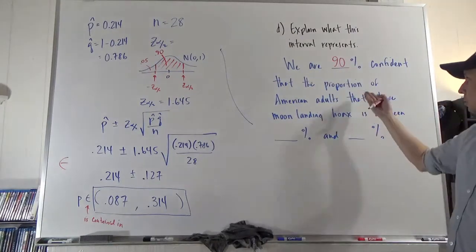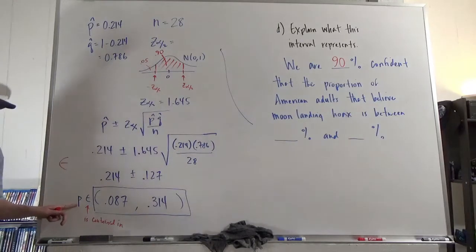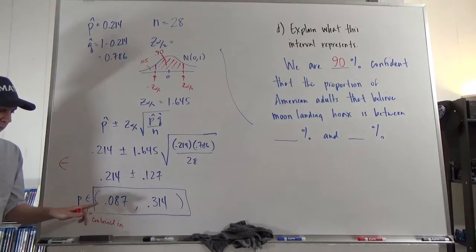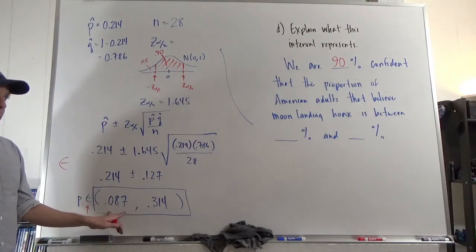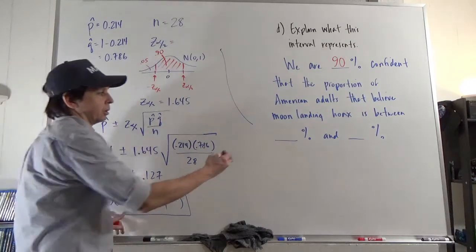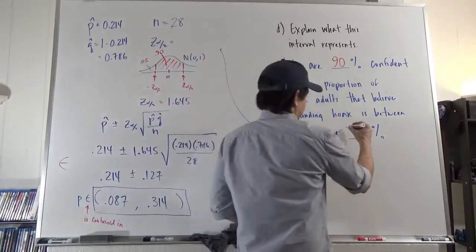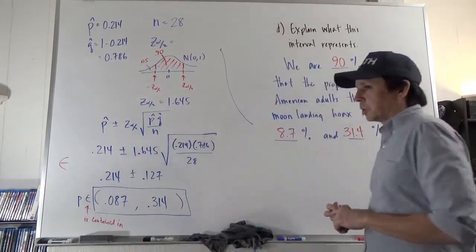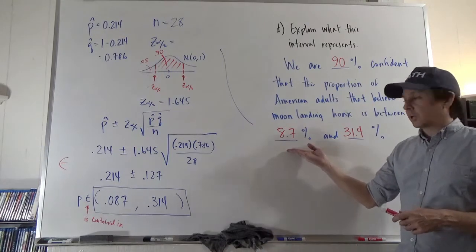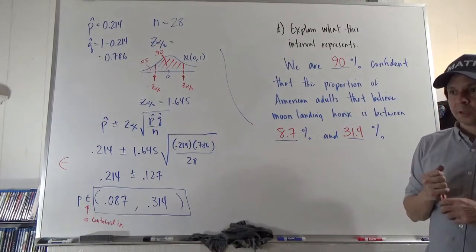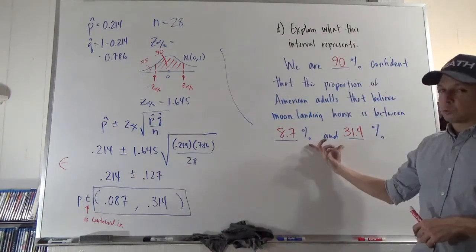That the true proportion of American adults that believe the moon landing was a hoax, which is denoted by p, is contained in, that's what this notation represents, an interval that's bounded by this proportion and that proportion, but if I convert to percent, that's not 87%, that is 8.7% and 31.4%. So that's a pretty wide range of values, and we're 90% sure it's somewhere in there. It could be low like 9%, it could be high like 30%. Our best guess was 21.4%, but we're 90% sure it's within there.